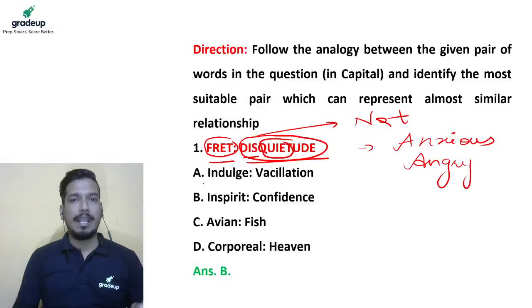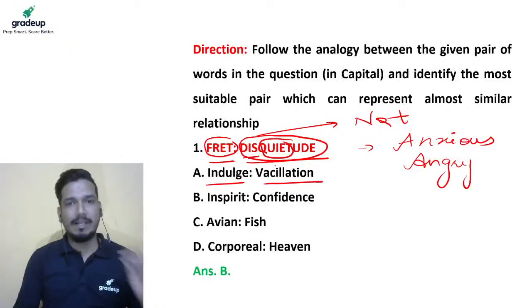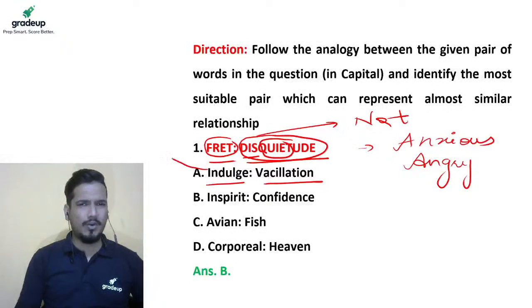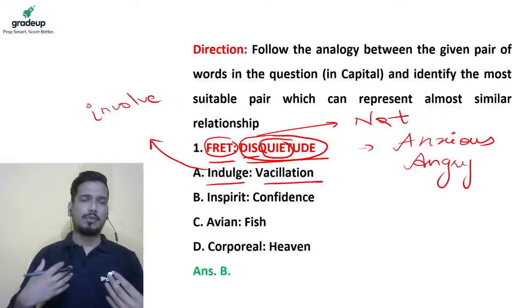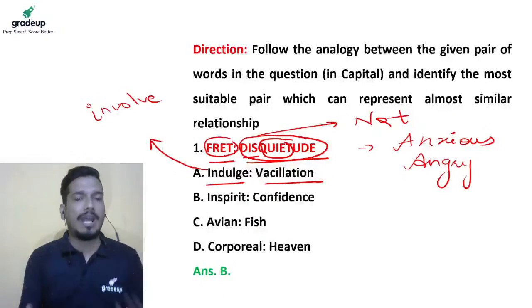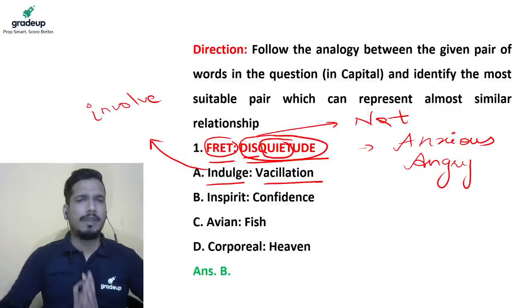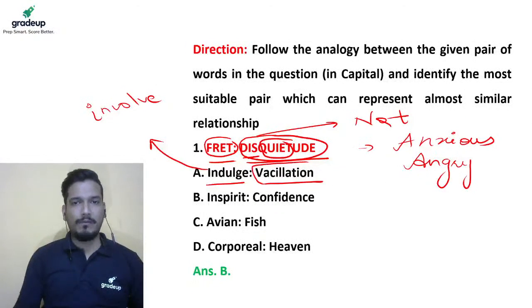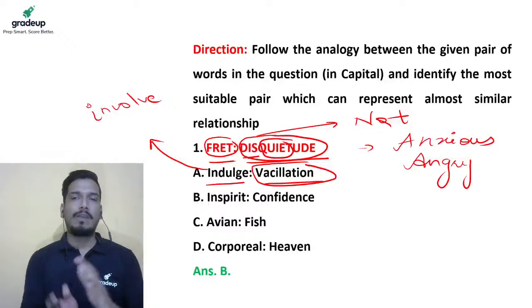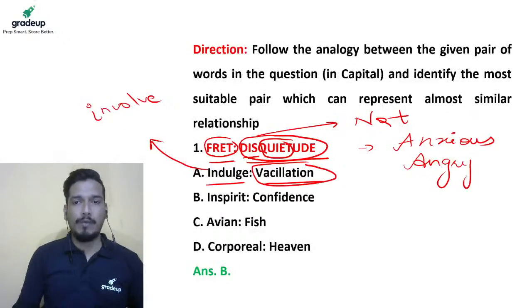Option A, indulge and vexillation. Indulge is a very common word. It means to get involved in something, to give your commitment or time to something. It is a very basic word. Vexillation, or rather vacillation, now, to vacillate means that you are indecisive.